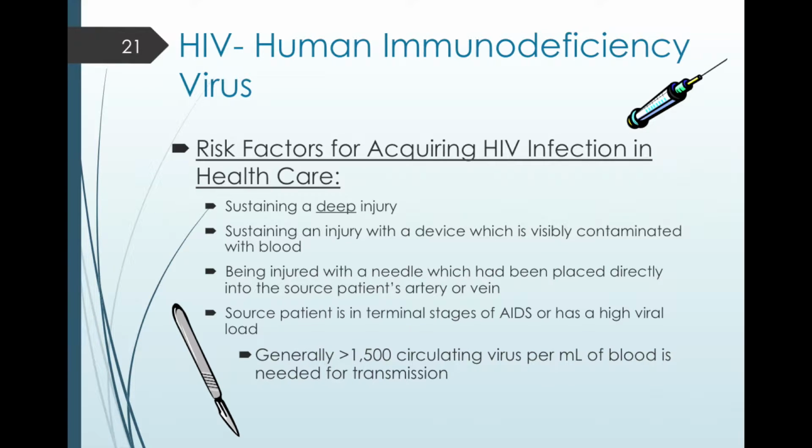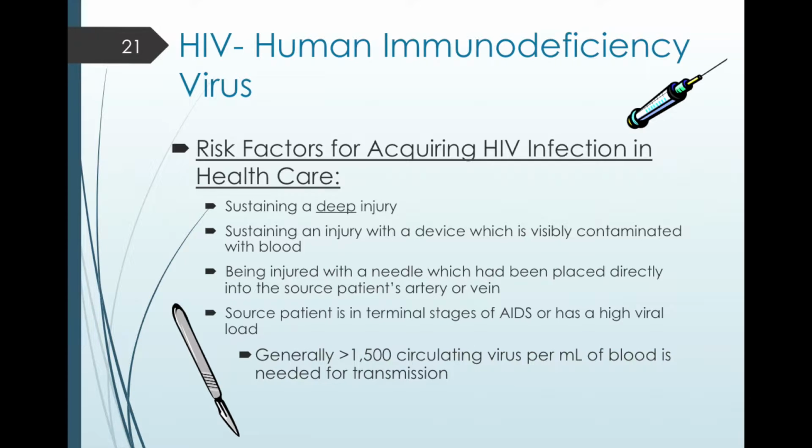The biggest risk factors for actually acquiring HIV occupationally is if the individual sustains a deep needle stick injury, like you let go of the syringe and the needle is standing straight up in your arm or in whatever muscle it was in. Sustaining an injury with a device which is visibly contaminated with blood. Being injured with a needle that has been placed directly into the source patient's artery or vein, right at the source.